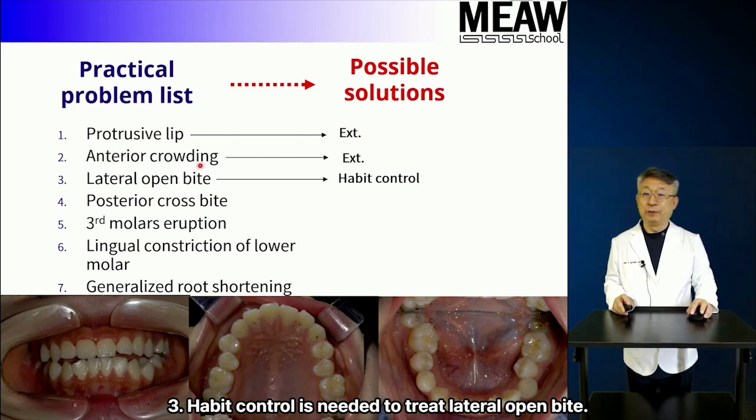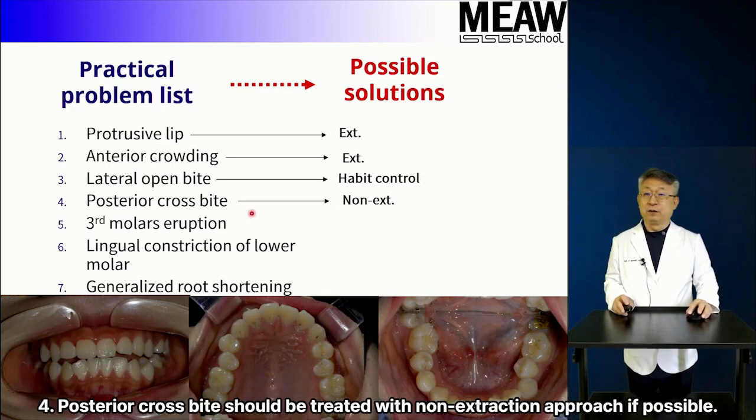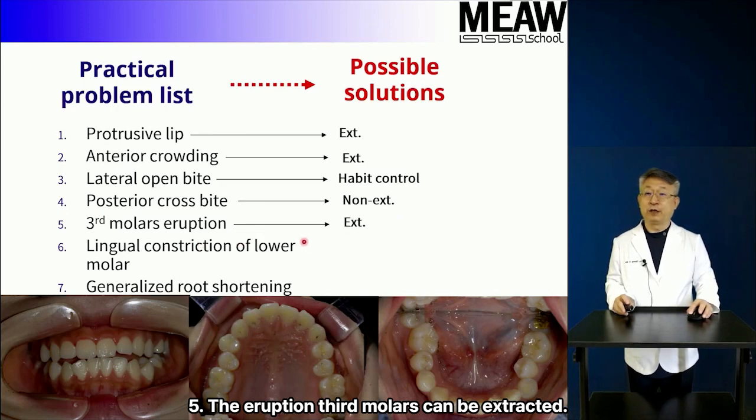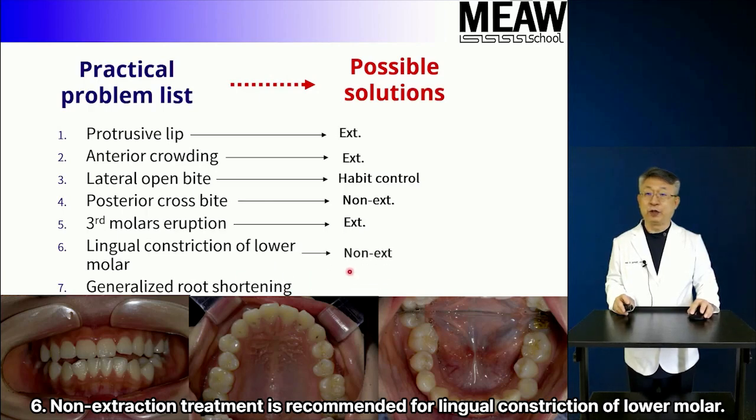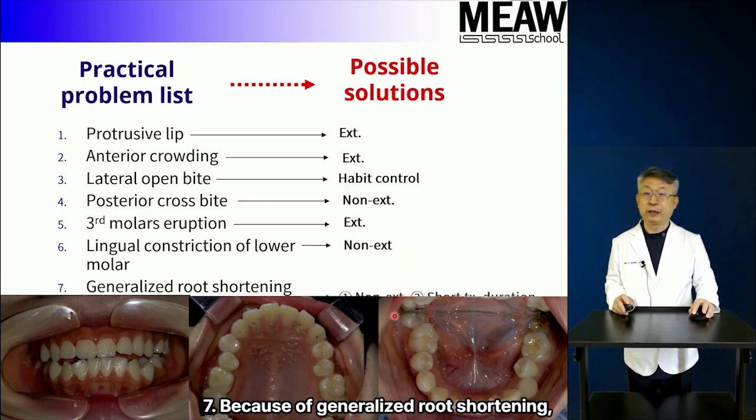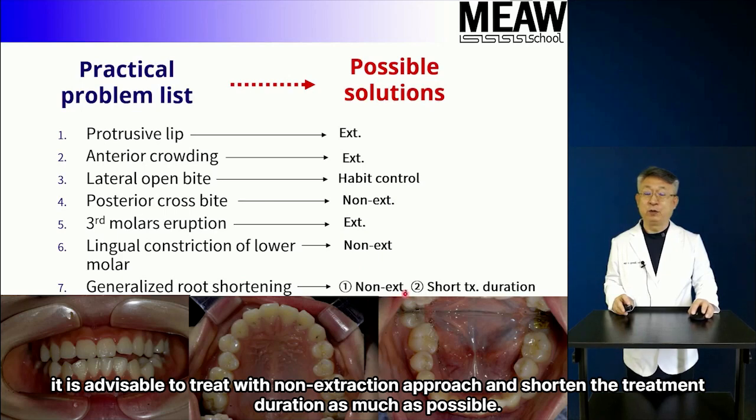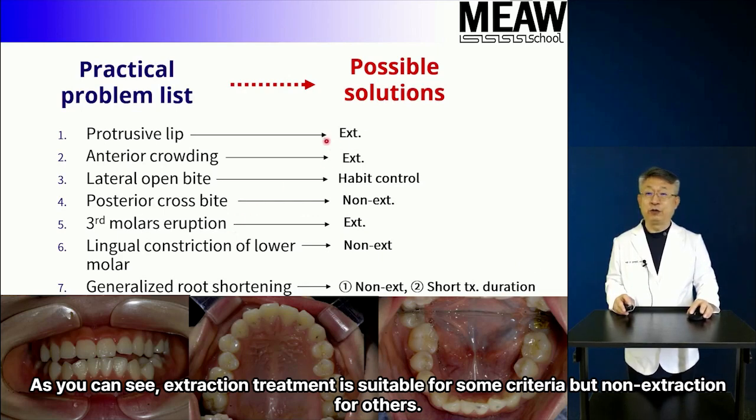3. Habit control is needed to treat lateral open bite. 4. Posterior cross bite should be treated with non-extraction approach if possible. 5. The erupted third molars can be extracted. 6. Non-extraction treatment is recommended for lingual constriction of lower molars. 7. Because of generalized root shortening, it is advisable to treat with non-extraction approach and shorten the treatment duration as much as possible. As you can see, extraction treatment is suitable for some criteria but non-extraction for others.